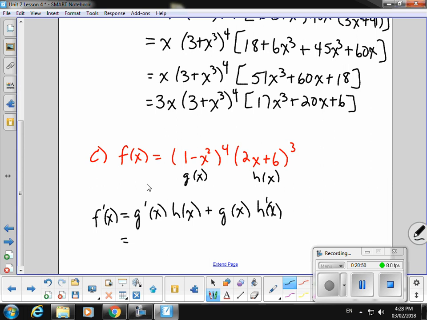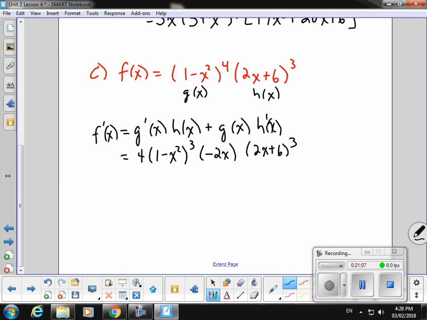Okay, the derivative of the first. Bring down the 4. Reduce the exponent by 1. Don't forget guts. Times the second, exactly the way it is. Okay, that's the first half done. Plus, I'm going to go on to the second line. The first times the derivative of the second.